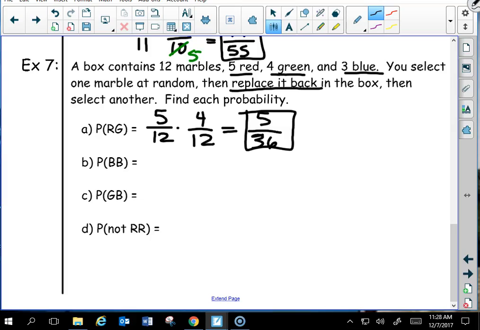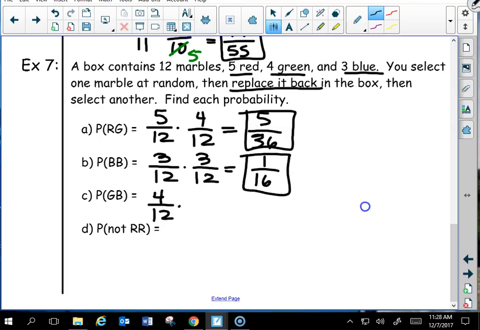Probability of a blue and then a blue. Well, we have 3 blues to start with out of 12. And we pull out that blue, we throw it back in, and now we still have 3 out of 12. And that's going to reduce to 1 out of 16. Green, blue, 4 out of 12. And the number of blues is 3 out of 12. So 3 times 4 is 12. Looks like that will reduce to 1/12.